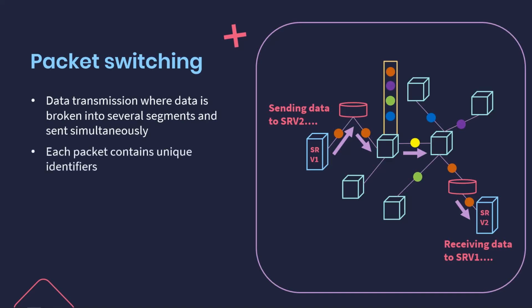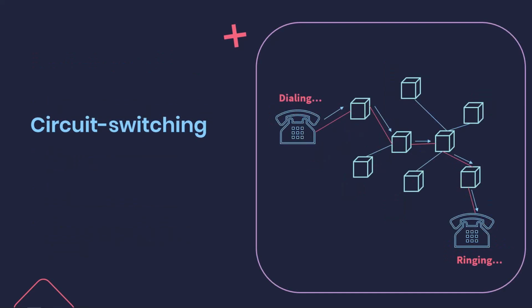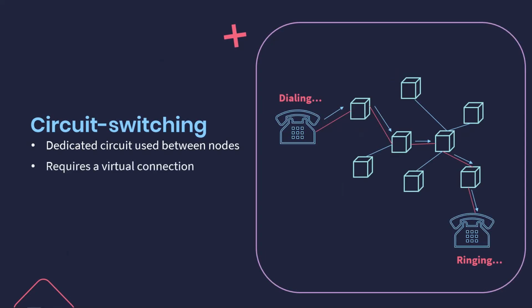Each packet contains unique identifiers, which refer to payloads, and the header, which includes the destination and other pieces of information. This information helps to determine the links that packets should send over based on the addressing information in each packet. Packet switching does not require a circuit to establish communication, and they allow many pairs of nodes to communicate over the same channel. In the case of circuit switching, a dedicated circuit or channel is used between nodes to aid communication. For a communication session to be established, a virtual connection must have been set up first.